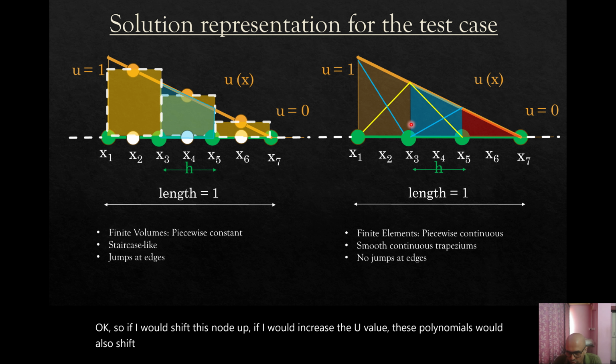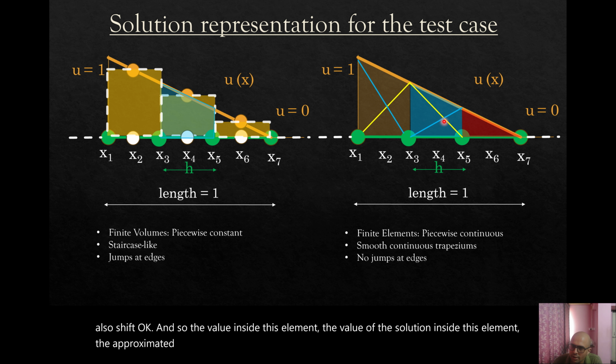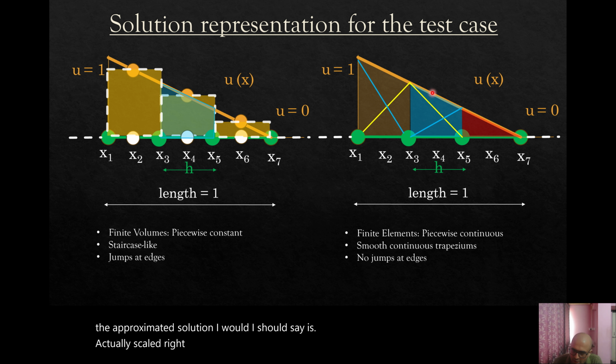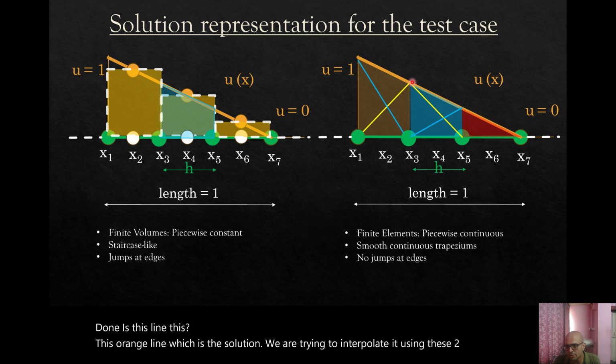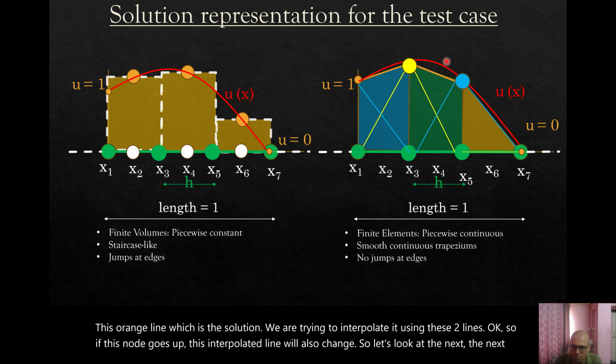Okay, and so the value inside this element, the value of the solution inside this element, the approximated solution I should say, is actually scaled, right? Because what is done is this line, this orange line, which is the solution, we are trying to interpolate it using these 2 lines. Okay, so if this node goes up, this interpolated line will also change. So let's look at the next slide, where this will become a bit more clear.